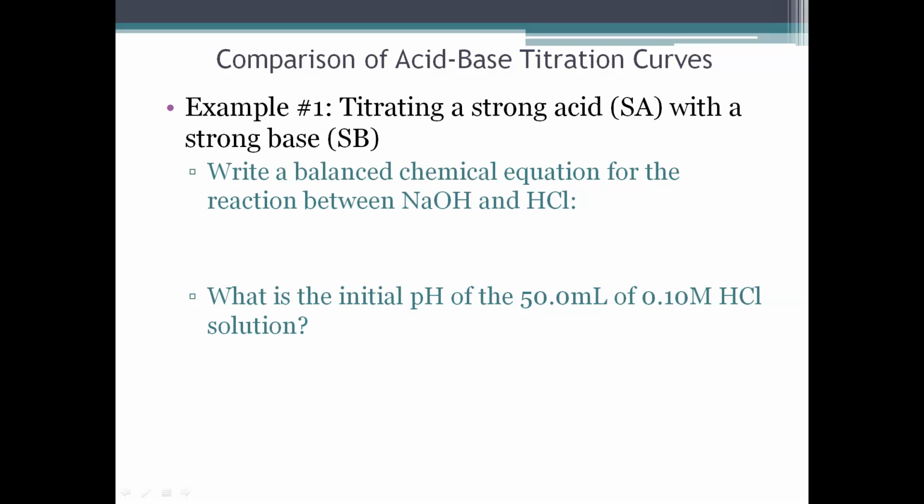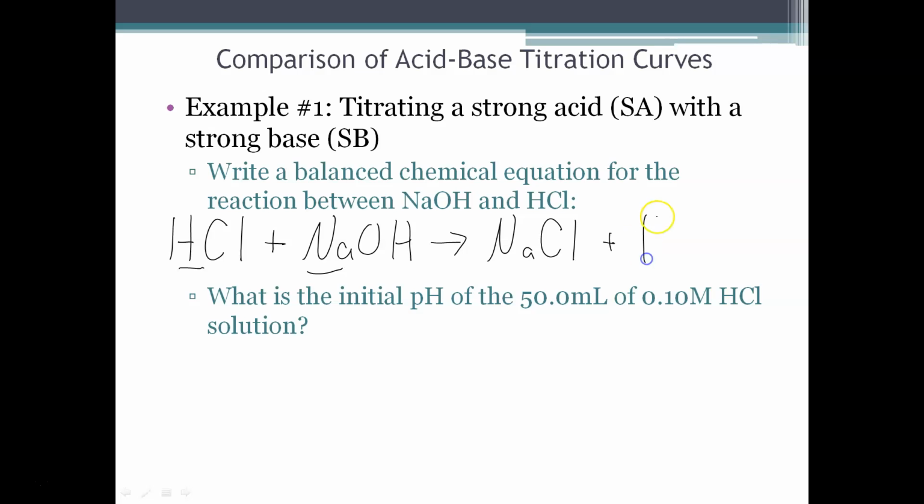So let's write the balanced chemical equation for the reaction between these two things, and then we'll take it from there. So our strong acid is HCl plus NaOH. This is a classic double replacement neutralization reaction. So your hydrogen and sodium ions will switch, and we're going to end up with NaCl and water.